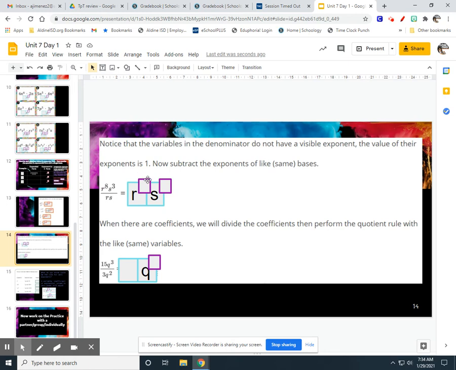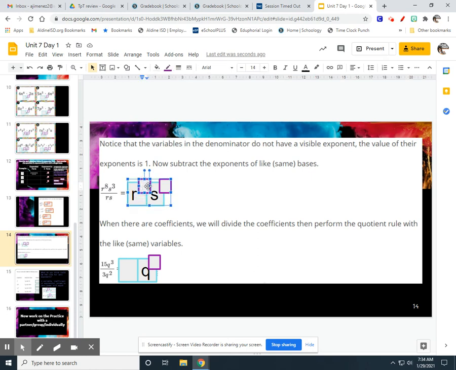Okay, now we're going to do the same thing over here. Just like how we did on the last one, the bases that are the same, you're going to do them separately. We're not going to combine their exponents and then subtract. No, we're subtracting the r's. Then we're subtracting the s's. So 8 minus 1 is 7. 3 minus 1 is 2. Remember, always the top minus the bottom.